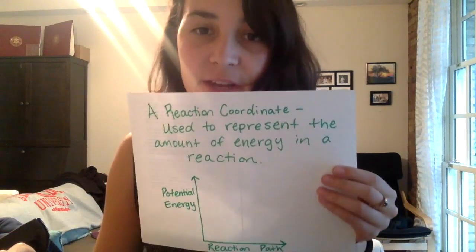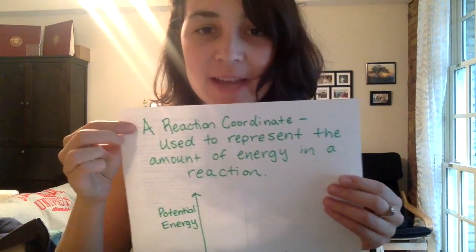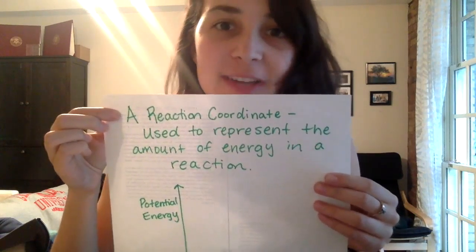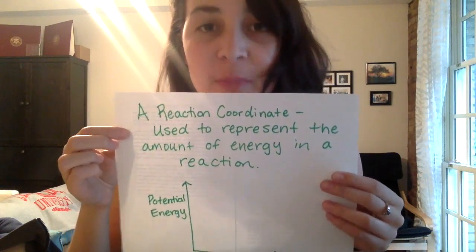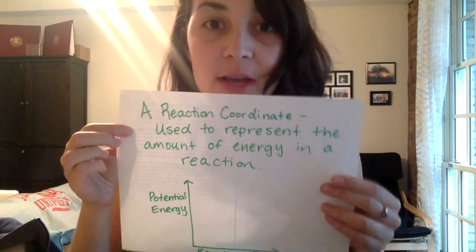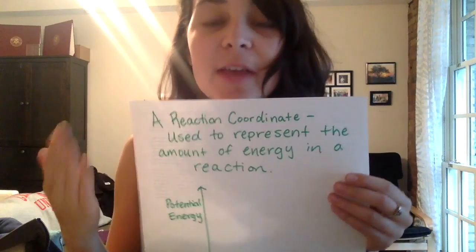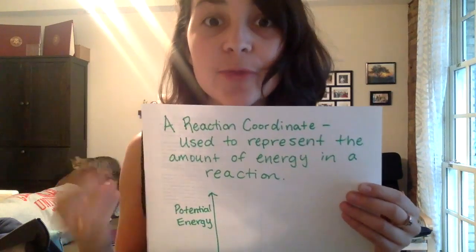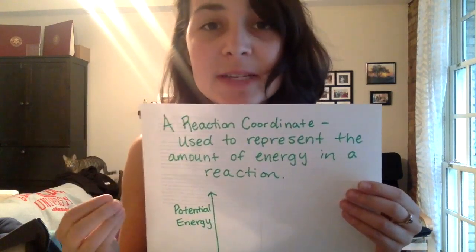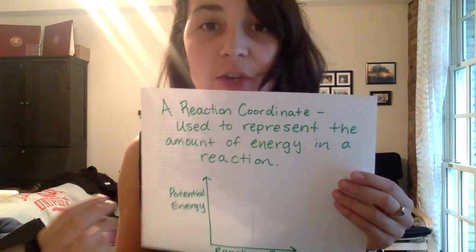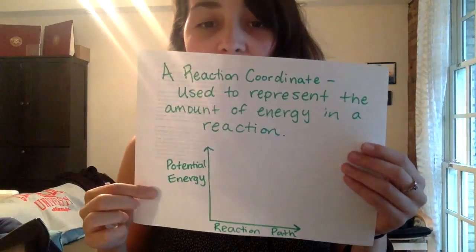Alright, so in this video, we're talking about something called a reaction coordinate. And a reaction coordinate is simply used to represent the amount of energy in a reaction. We've learned so far in class today that the amount of energy in a reaction is really important because it'll help decide whether or not a reaction will actually occur. So what we can do is model this in a graph.